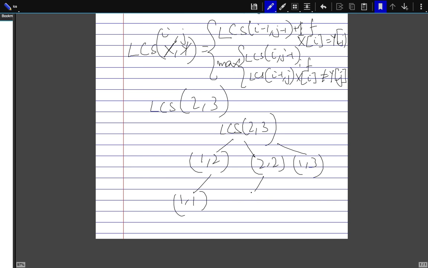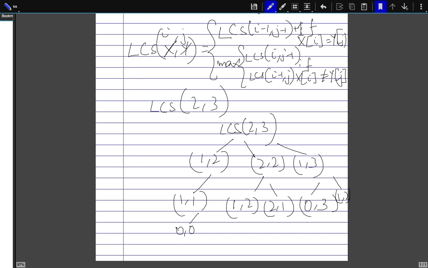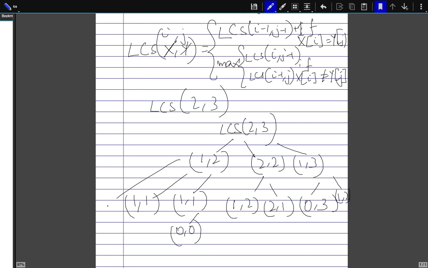This one could go in for (1, 2) or (2, 1), and this could go in for, if we are taking a zero based index, (0, 3) or (1, 2), right? And this could of course go for (0, 0). I'm sorry, it actually will have more steps. I still need to put in (i, j-1) and all these things. So this could be (1, 1), or it could be (0, 2), and so on.